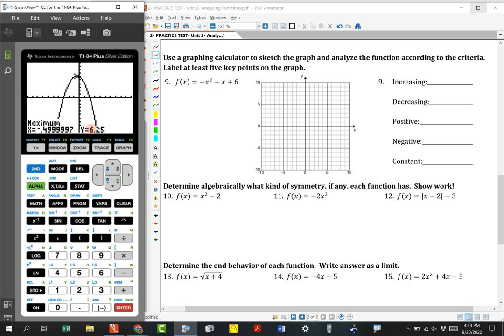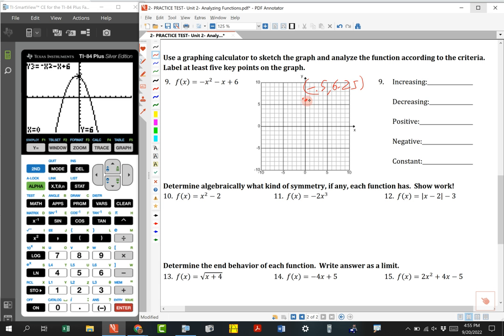Again, this is one where it numerically got pretty close, so that's going to be -0.5 and 6.25. So we're going to be about right there. So -0.5, 6.25. There's the maximum. And then let's just go over here. Let's hit a 0, 6. Okay, so 0, 6.